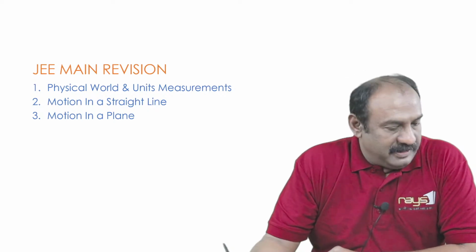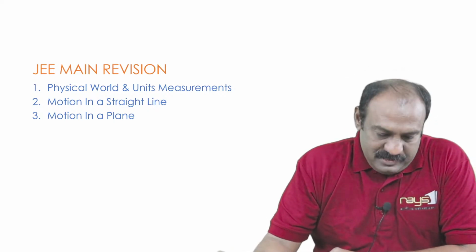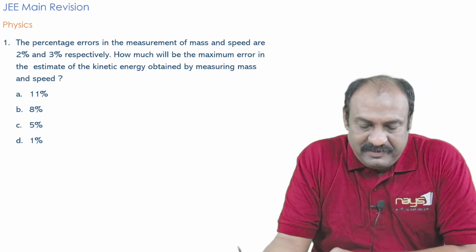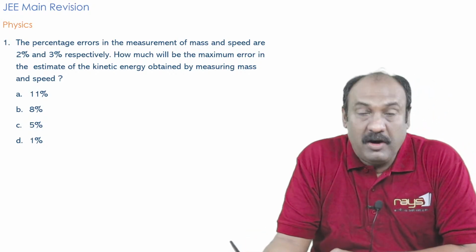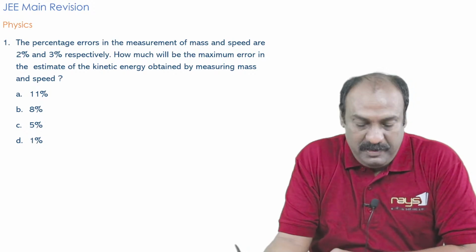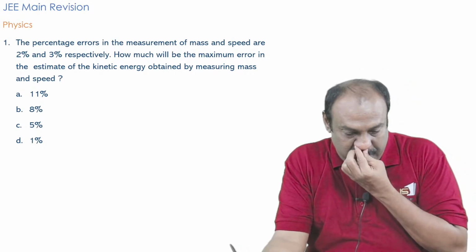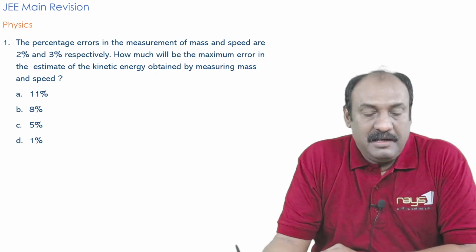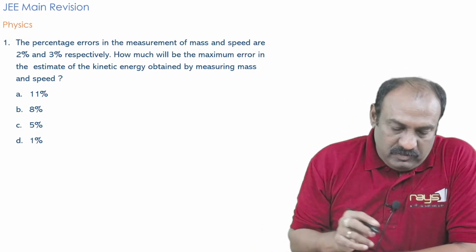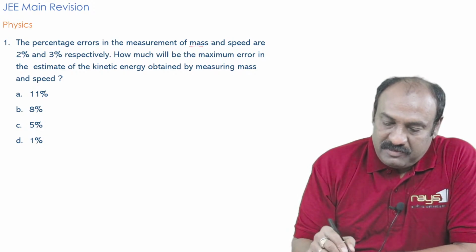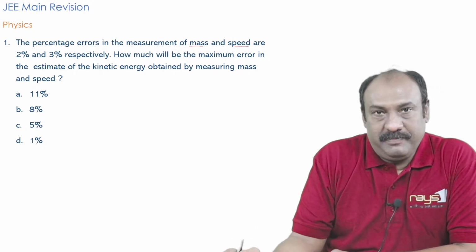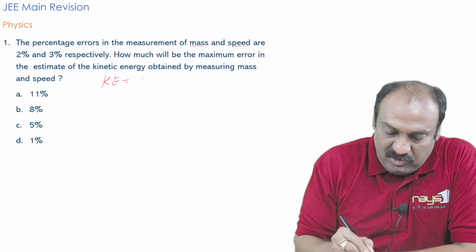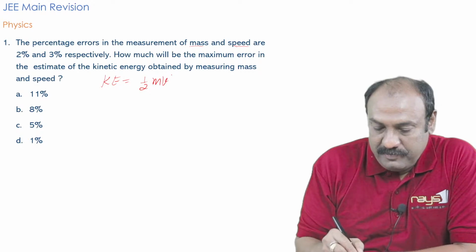So first one, the percentage of errors in the measurement of the mass and the speed are 2% and 3% respectively. How much will be the maximum error in the estimate of kinetic energy obtained by measuring mass and speed? So percentage of errors in the mass and speed are given in the data. What is the basic equation for kinetic energy here? Kinetic energy is equal to half mv square.